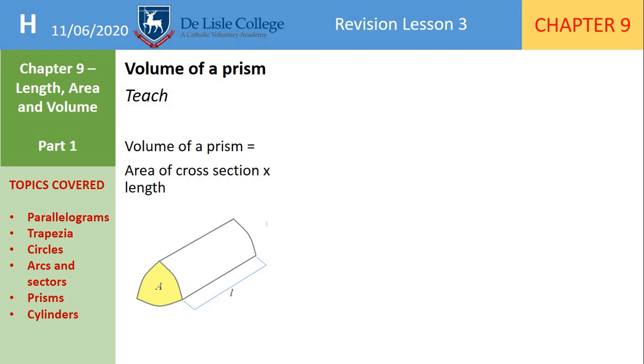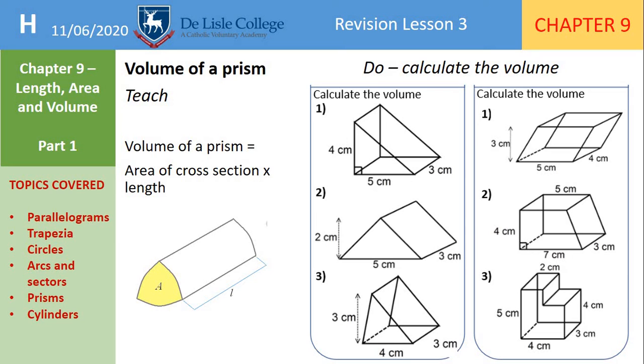So either you will have a shape that you need to calculate the area of, or you will be given that area. It might be that you're given the volume and you need to work out the area or the length. So you're going to have a go at calculating the volume of these shapes. Calculate the cross-section, so the area of that front face, and then multiply it by the length. So pause the video while you work through these.